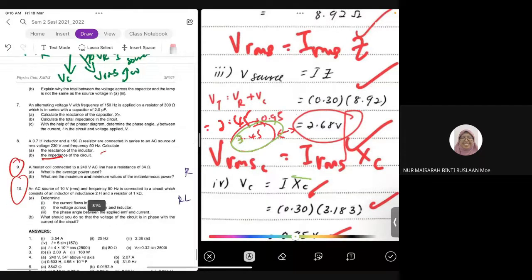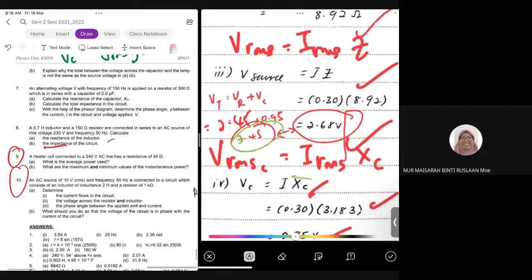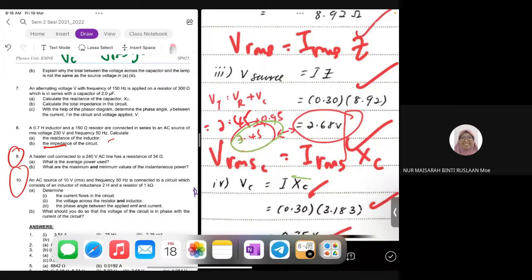Oh, saya terlupa nak bagi tahu. Untuk ujian amali dan practical test, dia adalah face to face. So saya harap siapa yang tak balik lagi tu kena balik dah lah ya.